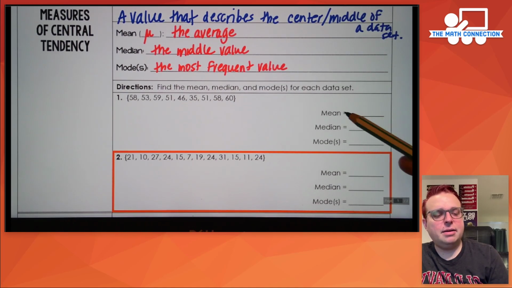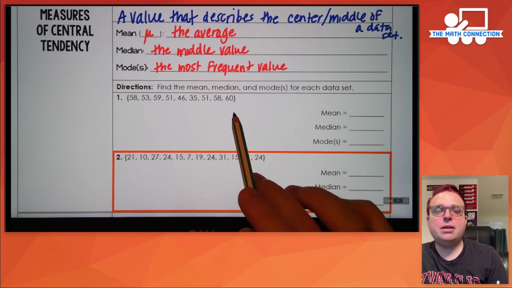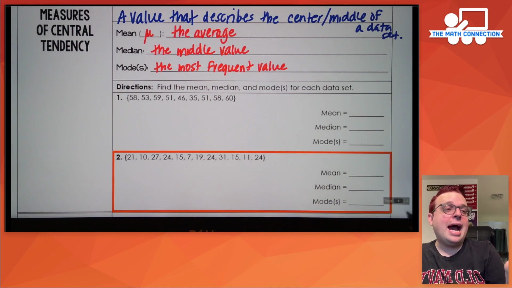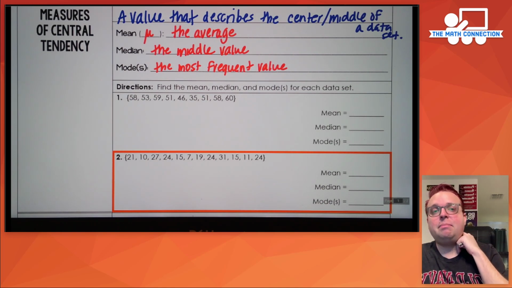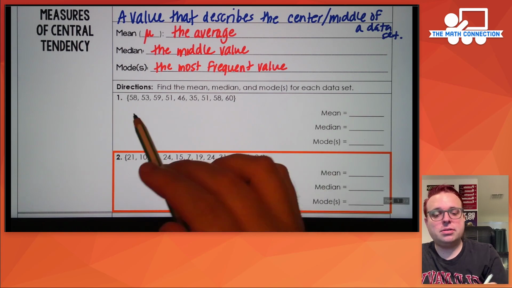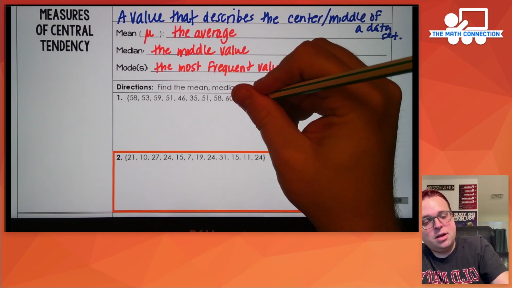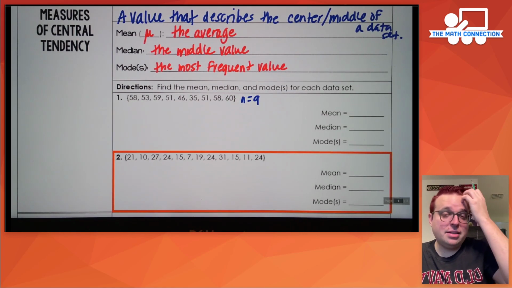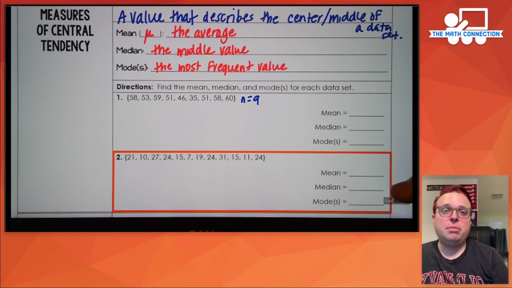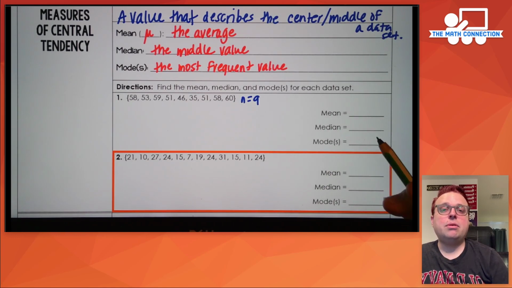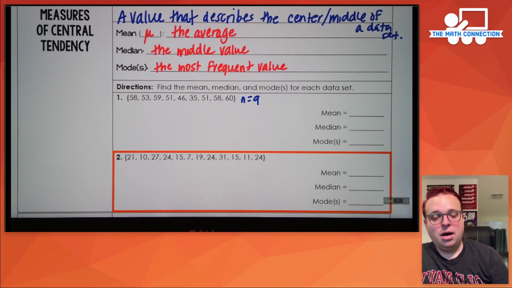We need to find the mean, median, and mode for this data set that we're given. To find the mean, you need to add all the values and then divide by how many values there are. There's 1, 2, 3, 4, 5, 6, 7, 8, 9 values. N is 9. That's another variable that we use commonly in stats, the N, which is the number of pieces of data that you have in your data set, okay?